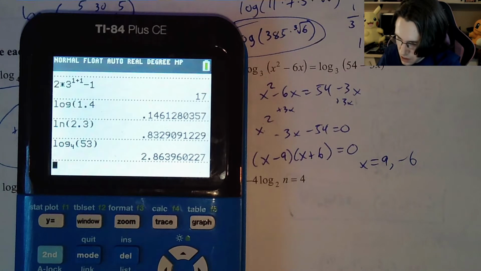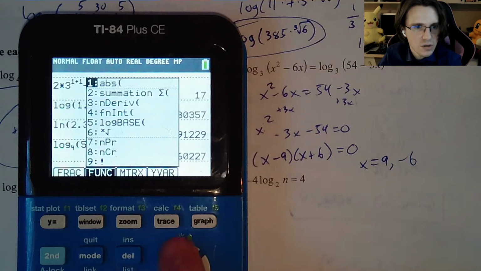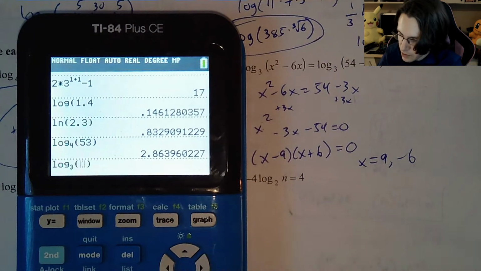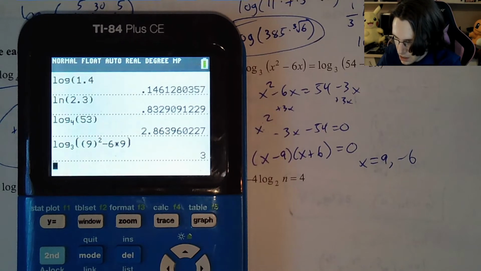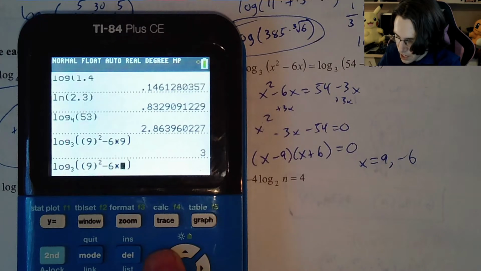I'll show you how. We could do log base 3. So we can pick log base 3. And if we were to plug this in, we're making it a 9 squared minus 6 times 9. So that comes out to a nice pretty number. So it seems that the 9 works for that side of the equation.